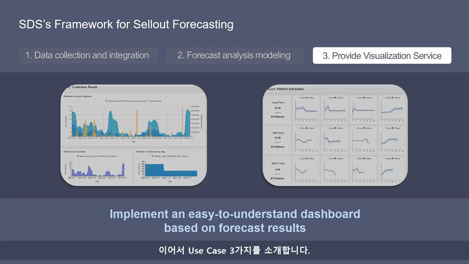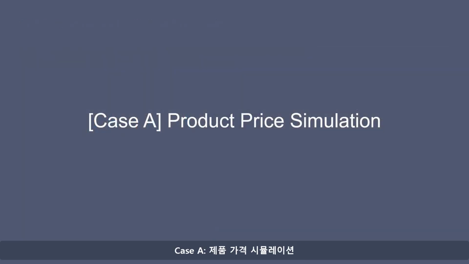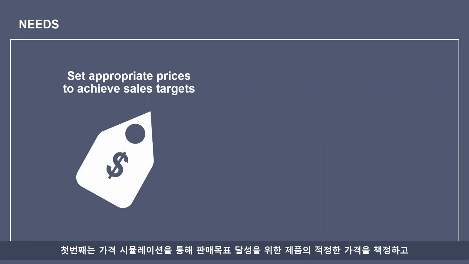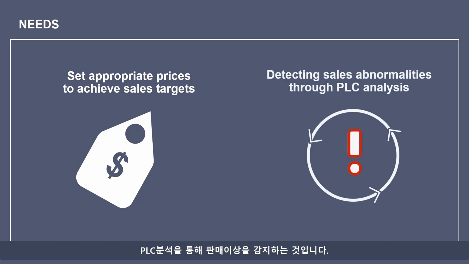Next, we introduce 3 use cases. The goal of the first case is to set an appropriate price for the product to achieve the sales goal through price simulation, and to detect sales abnormalities through product life cycle analysis.